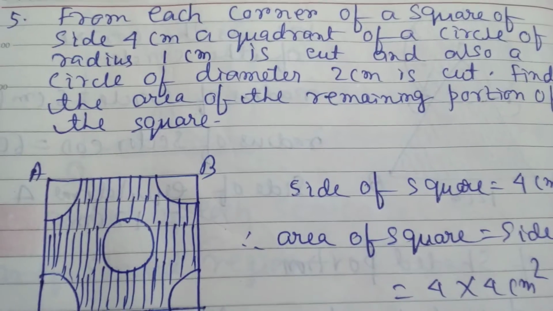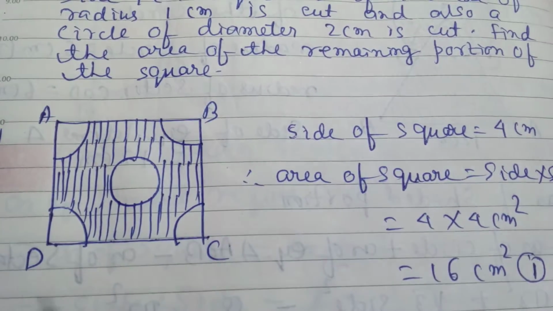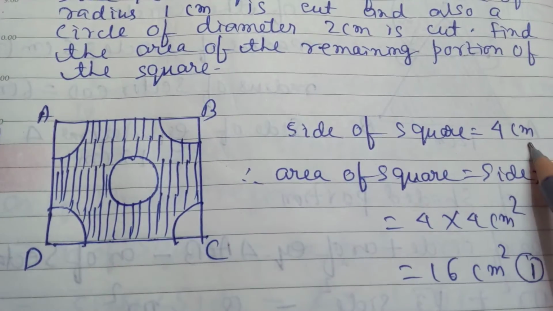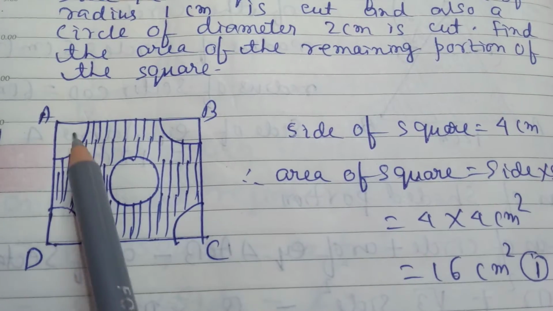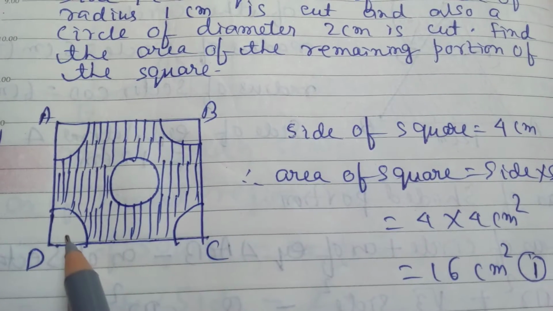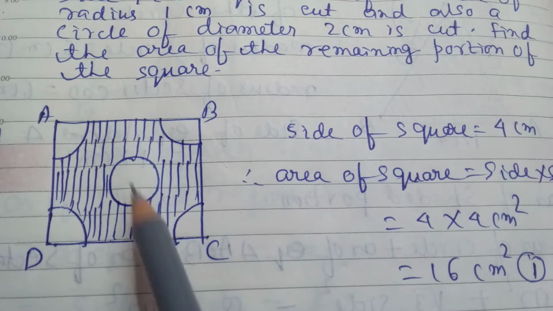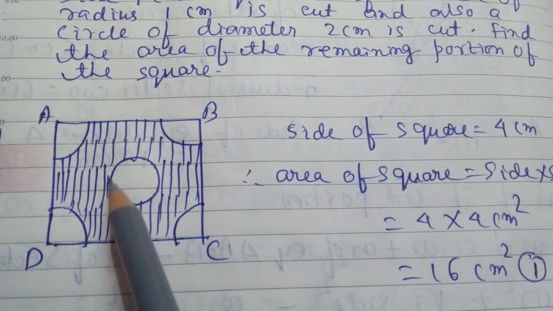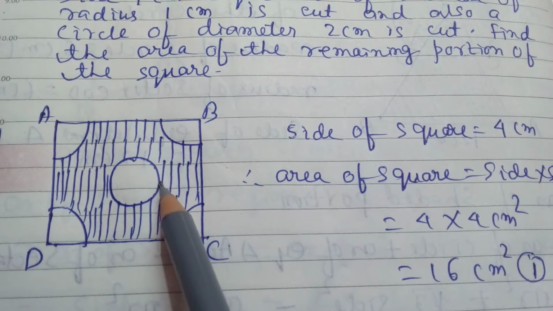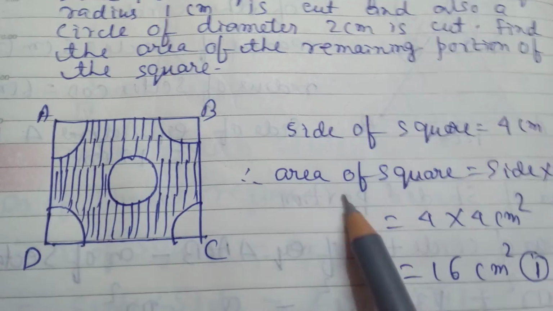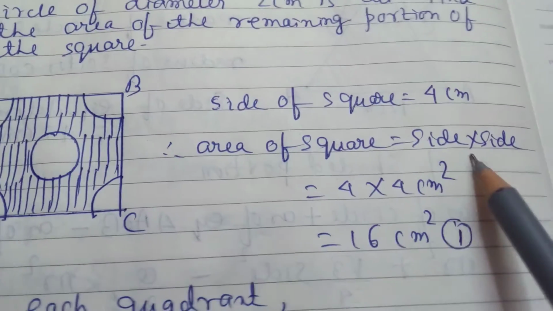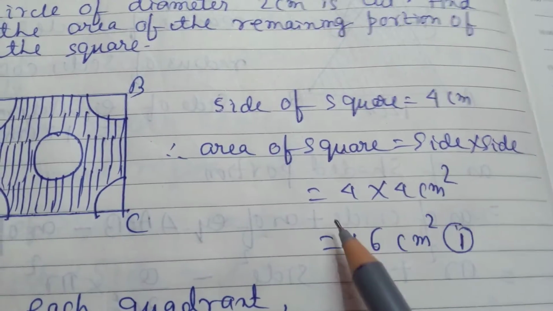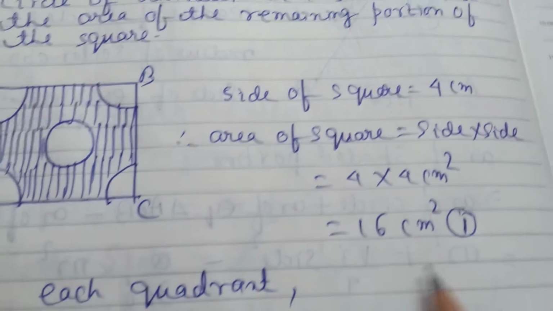Now look at the figure. ABCD is a square of side 4 cm and there are 4 quadrants, and this is a circle of diameter 2 cm. So the area of the square is, at first, side into side, that is 4 into 4, 16 cm².